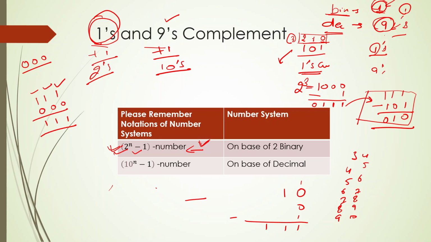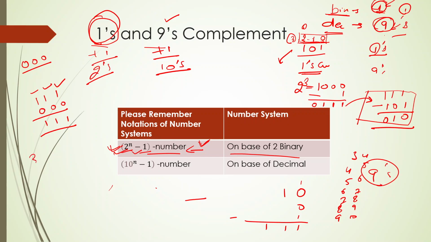You remember the bit locations 0, 1, 2, but count the numbers, not the bit locations. Count the numbers: 1, 2, 3. So this is a 3-bit number. So do 2 raised to power 3 minus 1 minus the number, and that is the 1's complement. The same applies to 9's complement, because 9 is the maximum number, right?